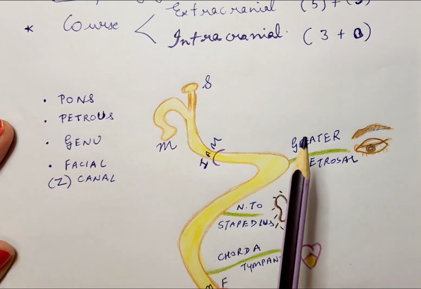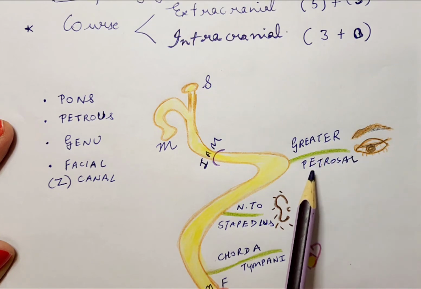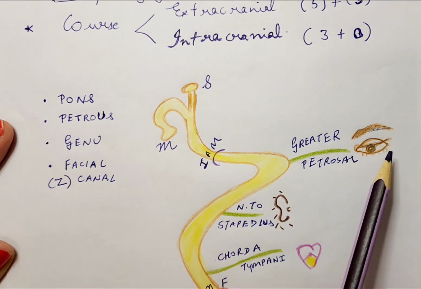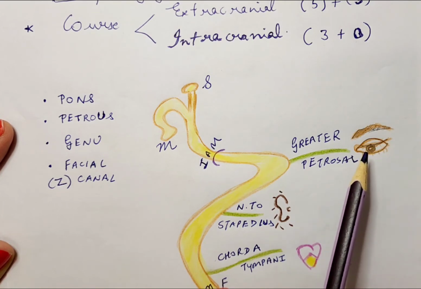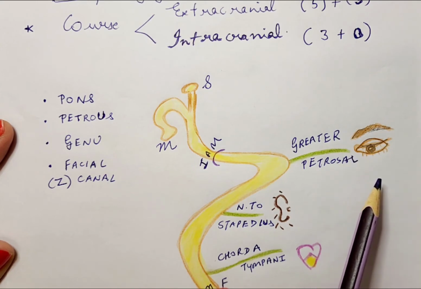So the first branch, it's easy to remember, it's the greater petrosal. So because it's a greater nerve, it's the first nerve. So this branch is going to supply the lacrimal glands, and it's going to help in the tear formation. Now this is part of the parasympathetic innervation that is provided by this nerve.